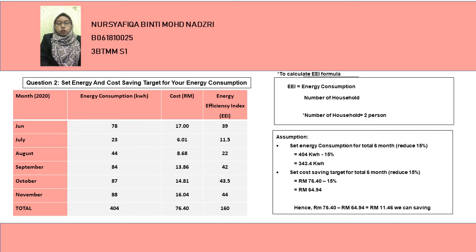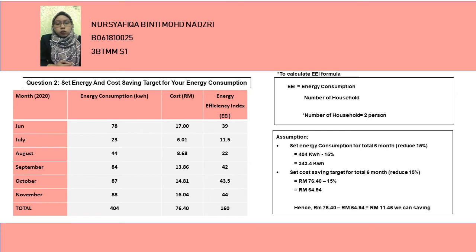So today I would like to present my part, which is question number 2. Set energy and cost saving targets for your energy consumption for 6 months. Then we chose June until November. In the table below, you will see 2020 June until November, energy consumption in kilowatt, cost in RM, and energy efficiency index. Firstly, I would like to explain a little about energy consumption and cost in 6 months, starting with June until November.